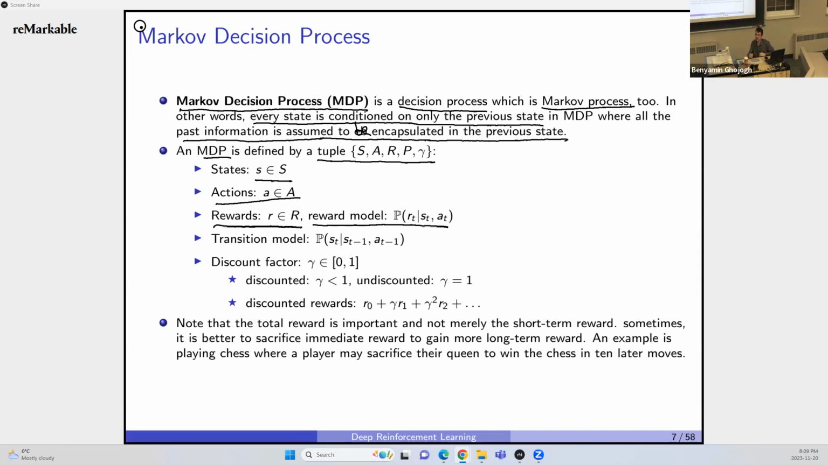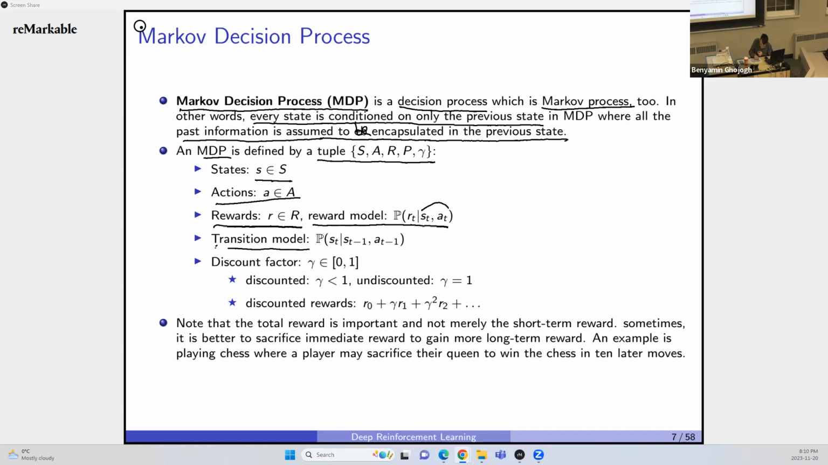By the way, what is RT? Whenever I have subscript T, it means time T, because it's time series, right? So RT is the reward at time T, ST the state at time T, and AT is the action at time T. And what is this probability? It says that this is my state, I do this action, what will be my reward? But this reward is probabilistic, so it's a conditional probability, right? So I have a reward model, okay?